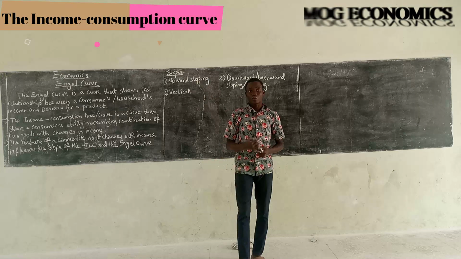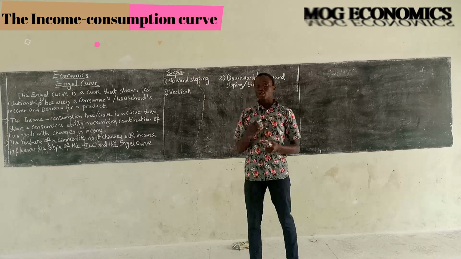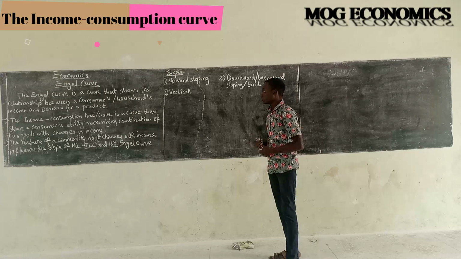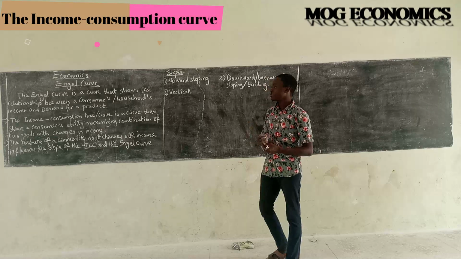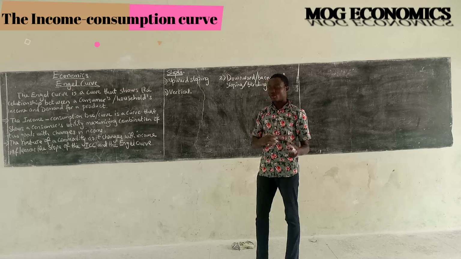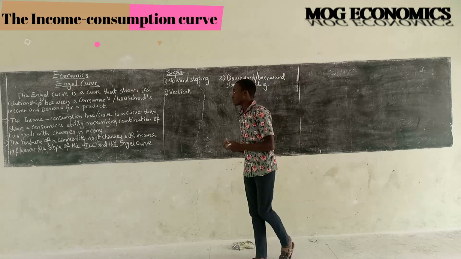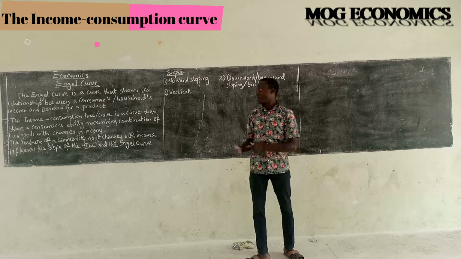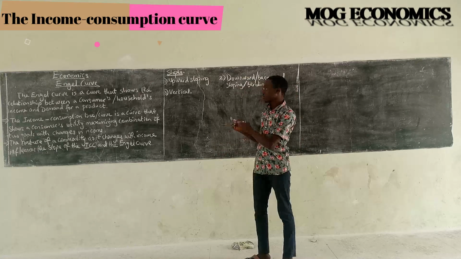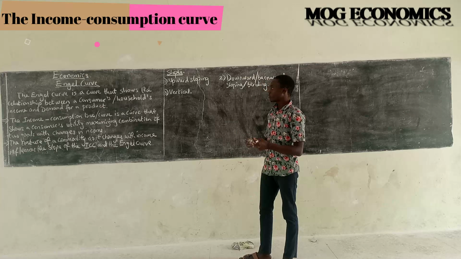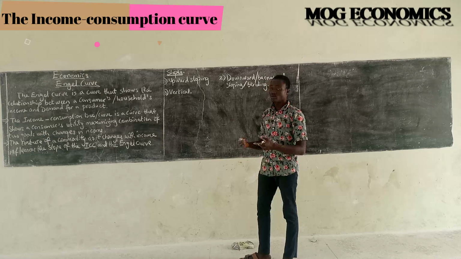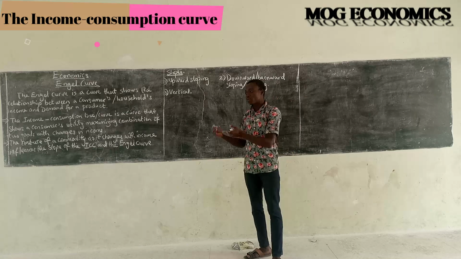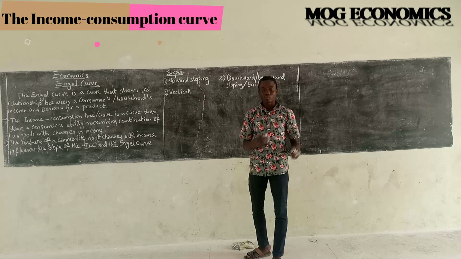The income consumption curve is a curve that shows a consumer's utility maximizing combination of two goods. It connects a consumer's utility maximizing combinations of two goods as the income of the consumer changes. So as income is changing, you are going to have something different about the income consumption line.